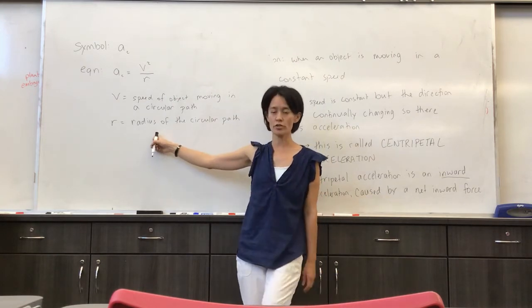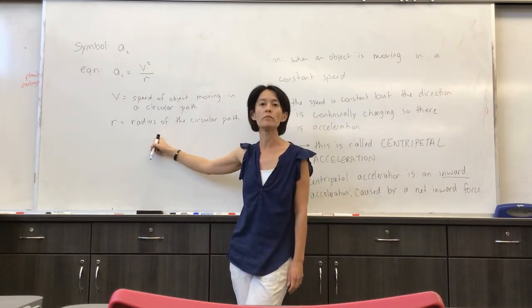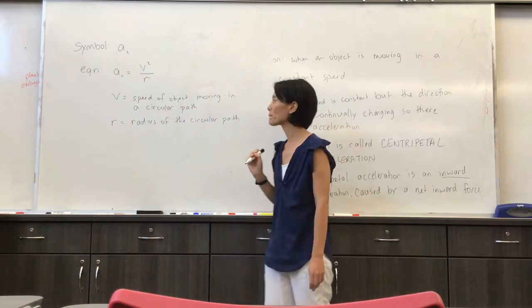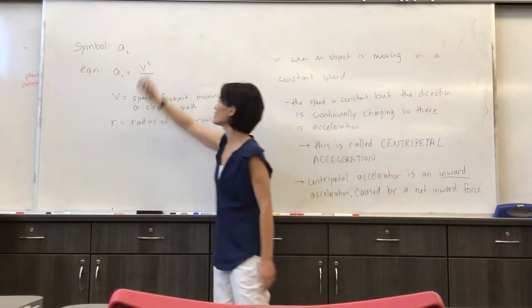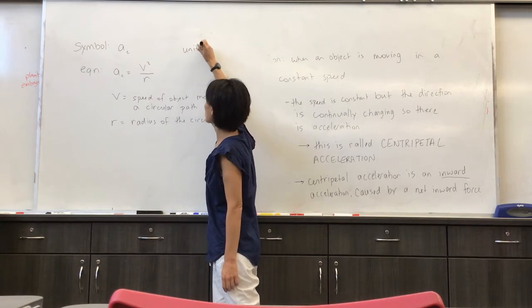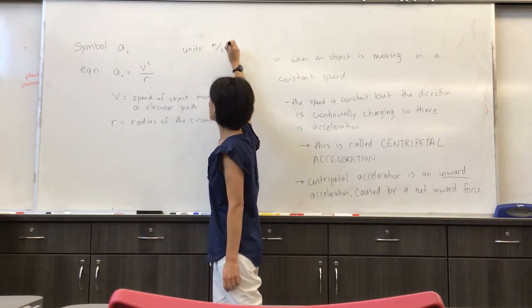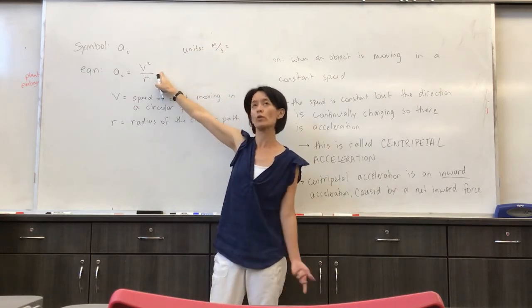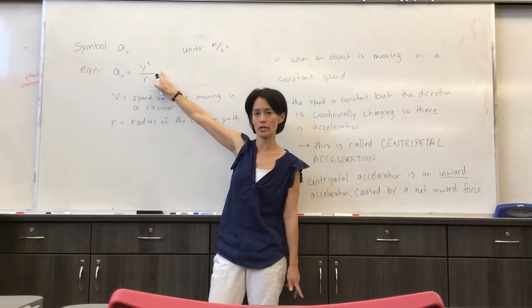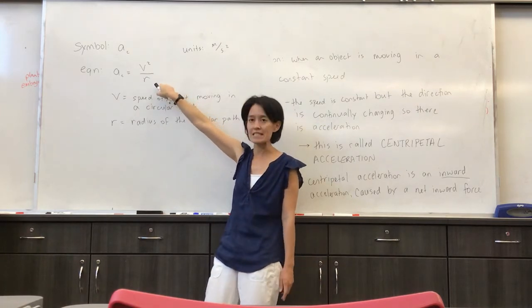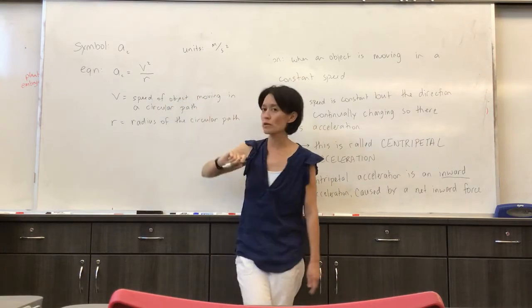And in physics, our standard measurement for distance is meters, so your radius needs to be in meters. The units would be meters per second squared, and you can see how that shakes out. If I square my velocity, it's meters squared per second squared, divided by a distance of meters, and that shakes out to meters per second squared.